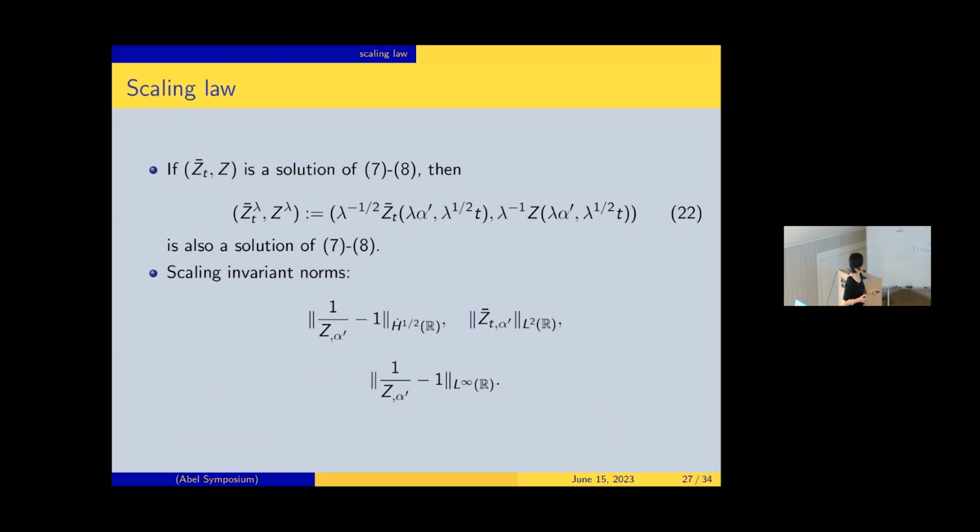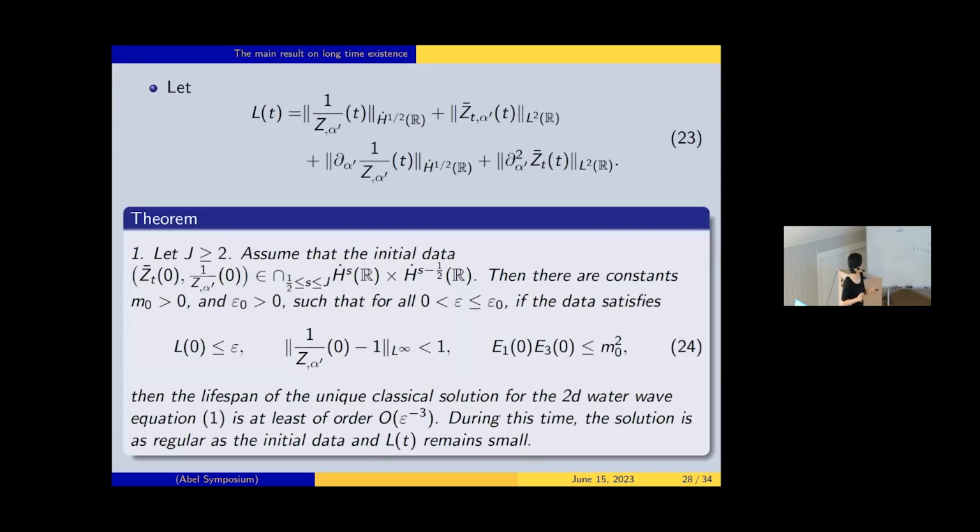Okay, so this is 1 over z_alpha minus 1 in H dot 1/2 norm, and z_t alpha in the L2 norm, and 1 over z_alpha minus 1 in L infinity. So this involves the steepness of the water wave. Of course, the steepness should be scaling invariant, so we look at this quantity. The first line is scaling invariant, and the second quantity is exactly one derivative of these scaling invariant quantities. Now we assume that the initial data is smooth enough.